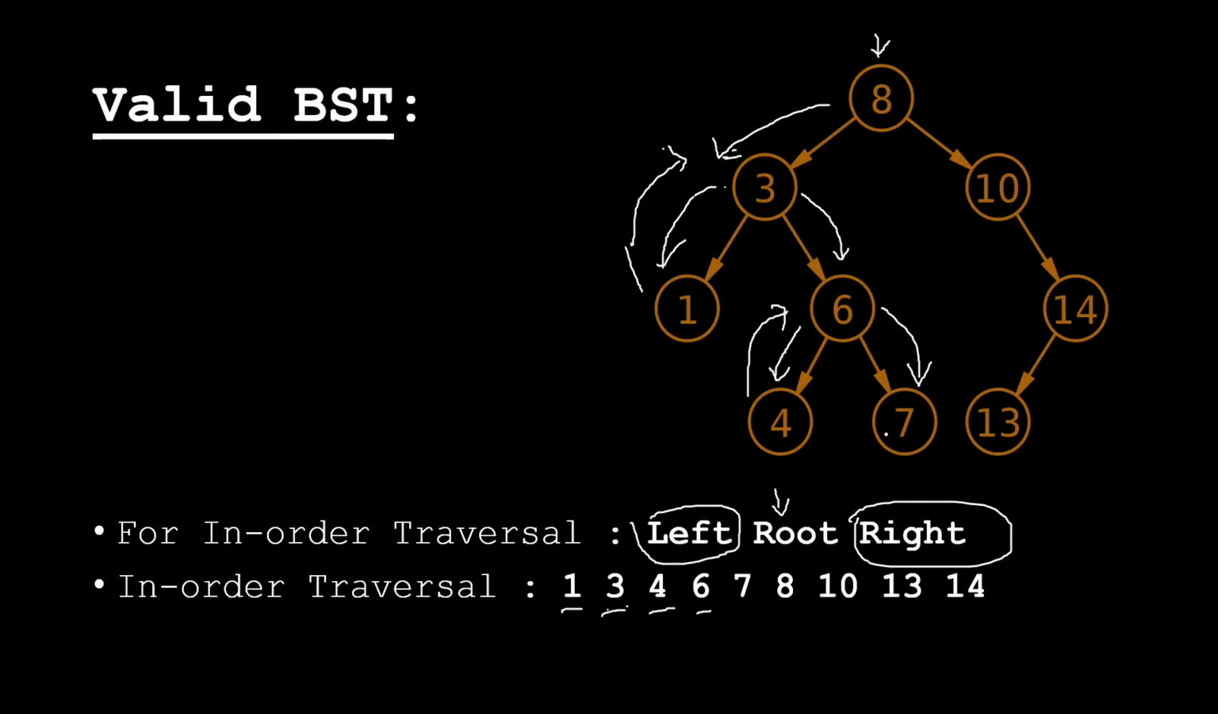7 doesn't have any left subtree, so we can directly acquire 7. 7 doesn't have any right subtree. We can go back. And we're done with 6. We can go back.